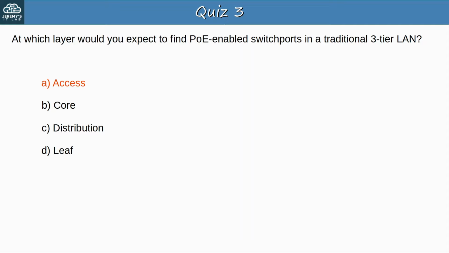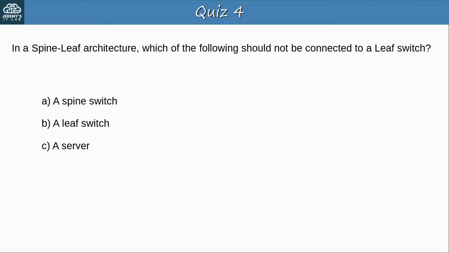Okay, let's go to question 4. In a spine leaf architecture, which of the following should not be connected to a leaf switch? Pause the video now to select the best answer. The answer is B, a leaf switch. Endpoints like servers can connect to leaf switches, and each leaf switch should connect to all spine switches, but leaf switches should not connect to each other.